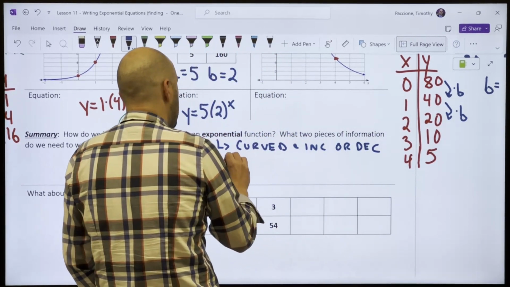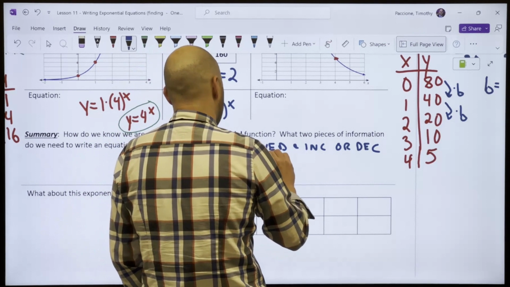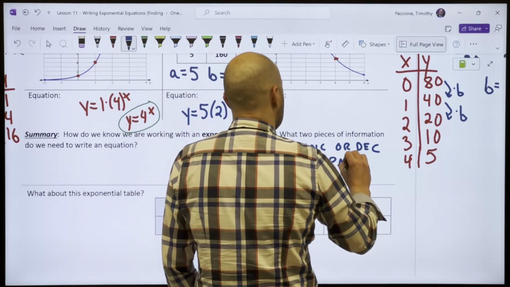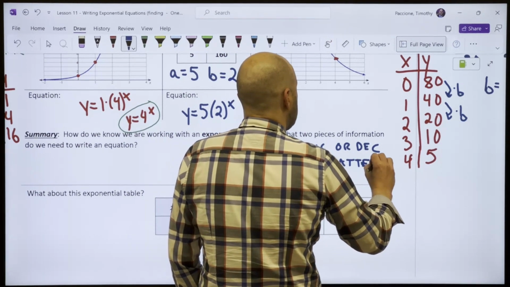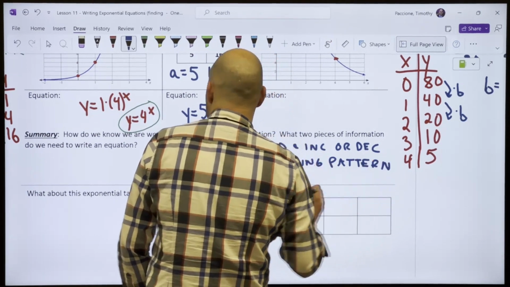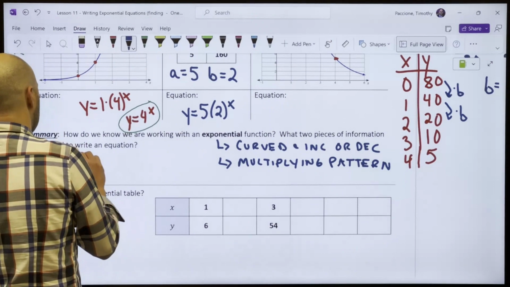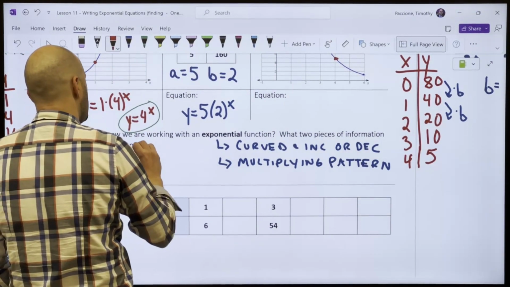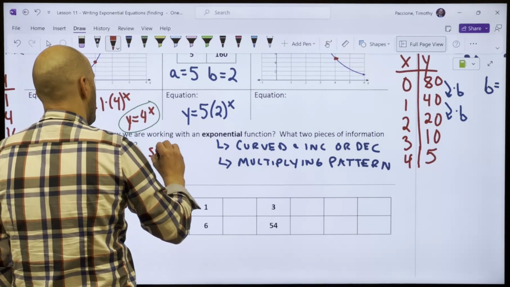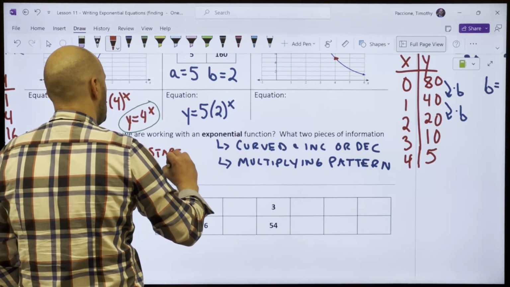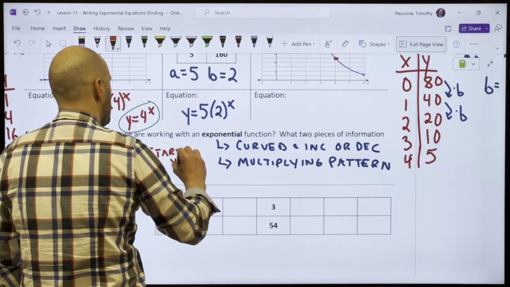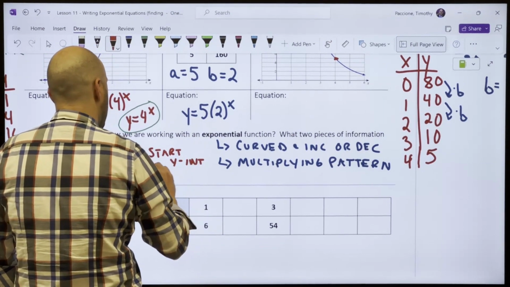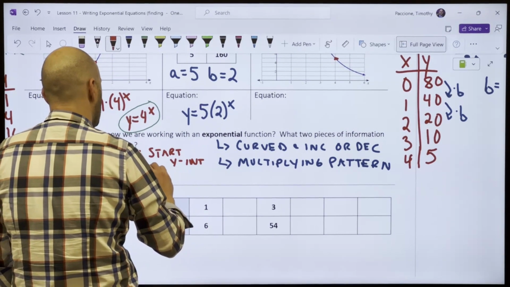And if it's in a table, it's multiplying, or if it's in a graph, if you want to think about it that way. Multiplying a pattern. Okay? Now, the two pieces that we found in each scenario were A and B, right? Where A is our start, or y-intercept, and B is our multiplier.